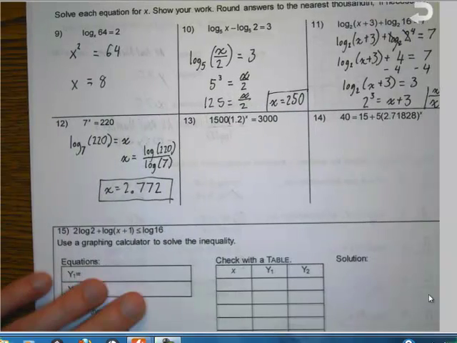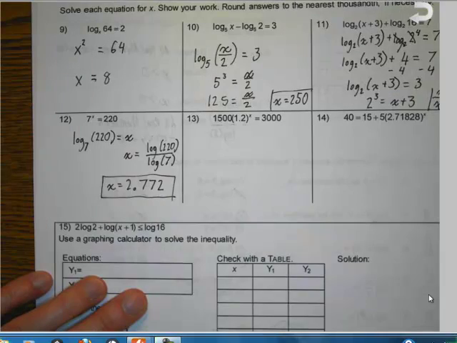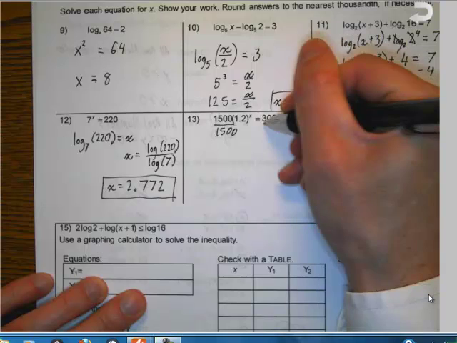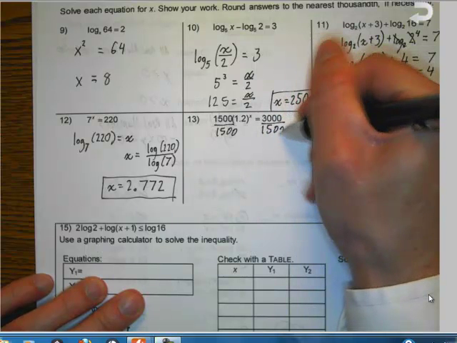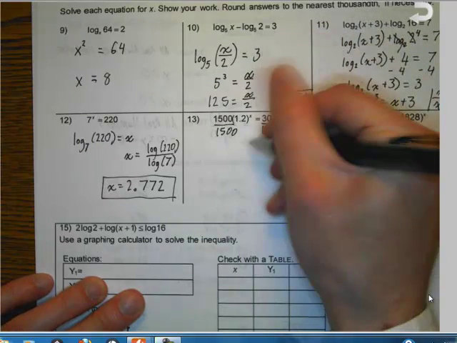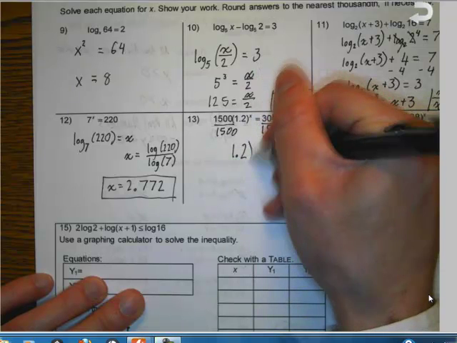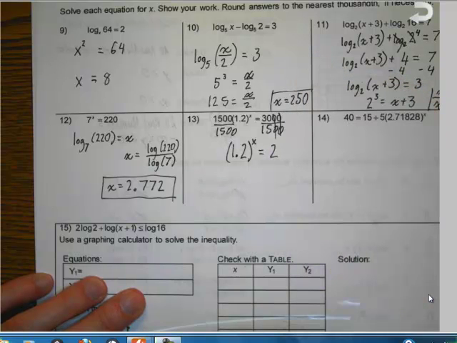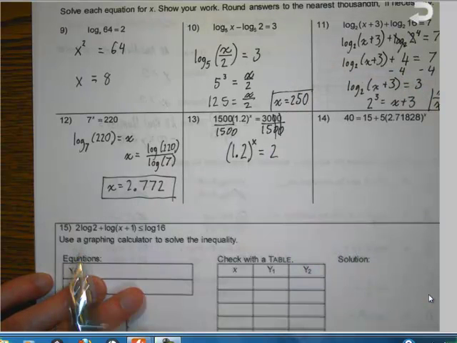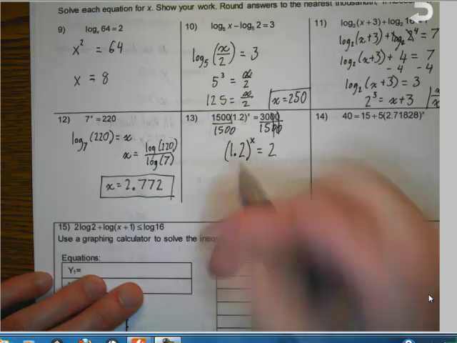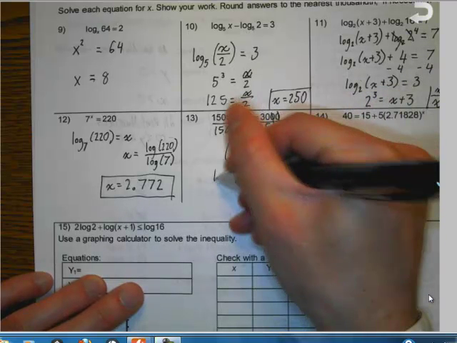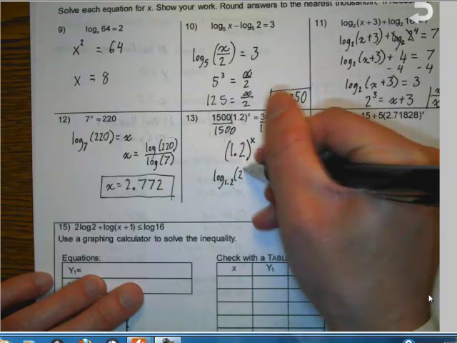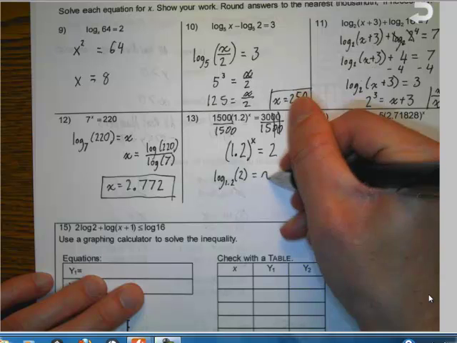What do we do first here? Divide by 1500. Shouldn't need to use a calculator for that. The zeros cancel, and what's 30 divided by 15? 2. So we have 1.2 to the x is equal to 2. What's our base? And what is our term? So we have the log base 1.2 of 2 is equal to x.